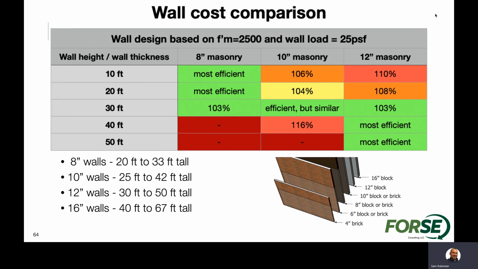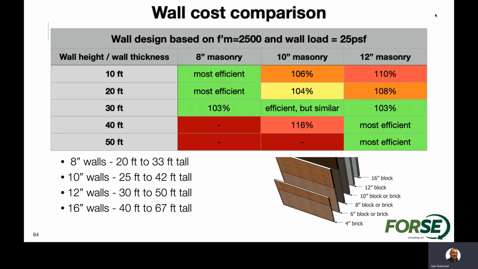Now, certainly if we want to look at those different wall options, one of the other things I think we should consider is the actual efficiency of those different wall thicknesses. Certainly we can use a 12-inch wall for a shorter wall design. You can see here for a 10-foot wall, a 12-inch wall would be 10% more costly than an 8-inch design option. So certainly efficiency in the overall cost of the wall comes into play, and we want to use walls and wall thicknesses that make the most sense economically.